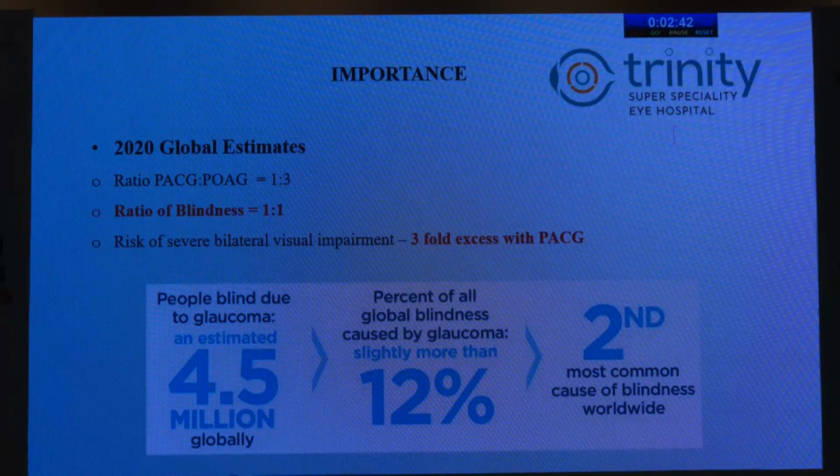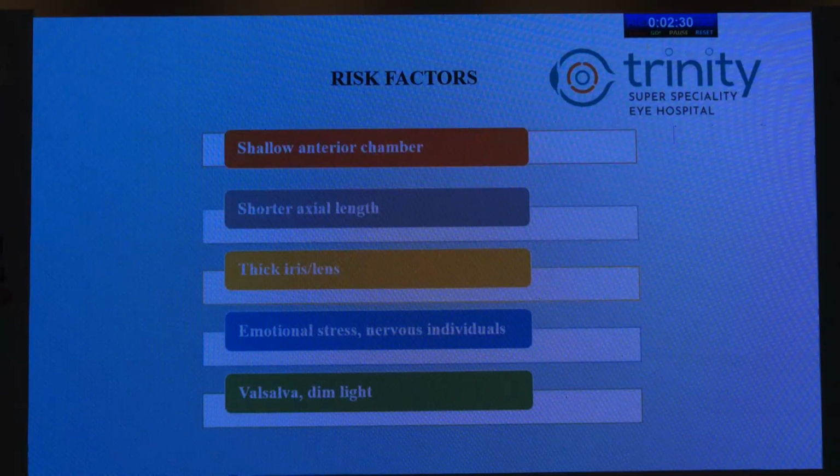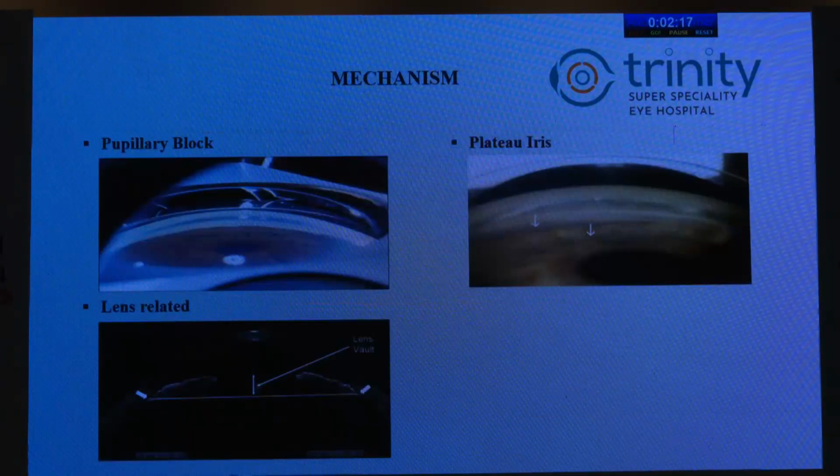As per 2020 global estimates, the ratio of PACG to POAG is 1:3, but the ratio of blindness is 1:1, which means the risk of severe bilateral visual impairment is more with angle closure disease. Now the risk factors have already been explained by Dr. Intu ma'am. So shallow anterior chamber, short axial length, thick iris and lens, emotional stress, nervous individuals, Valsalva, dim light, all these are risk factors.